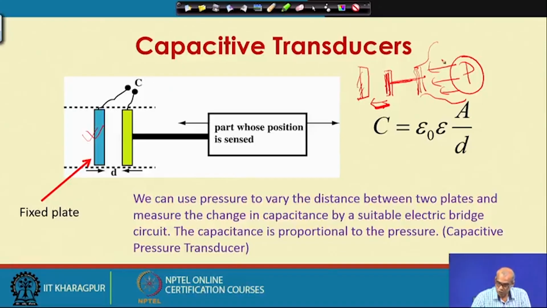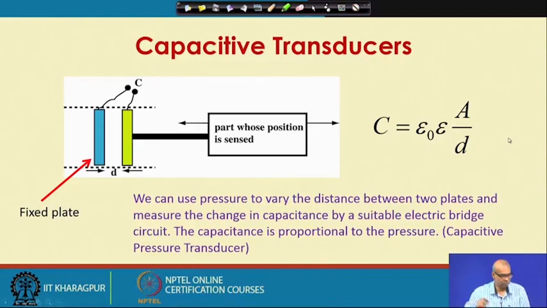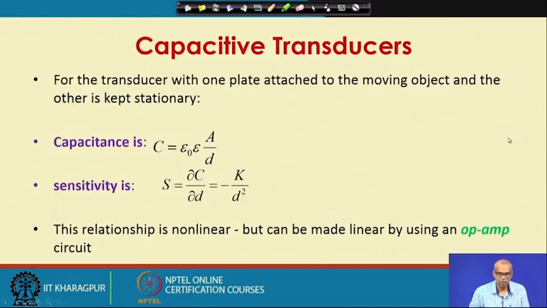So, we can use pressure to vary the distance between two plates and measure the change in capacitance by a suitable electric bridge circuit. The capacitance is proportional to the pressure. We will call such an arrangement a capacitive pressure transducer. For the transducer with one plate attached to the moving object and the other kept stationary, we can express the capacitance by this expression.